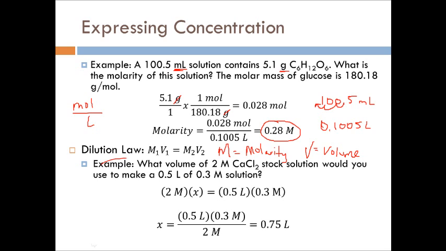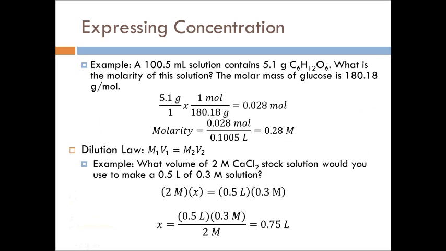Alright, so let's look at an example. What volume of a 2 molar calcium chloride stock solution would you use to make 0.5 liters of a 0.3 molar solution? So the 2 molar is our M1. The V2, our second volume, is 0.5, and our second molarity is 0.3.